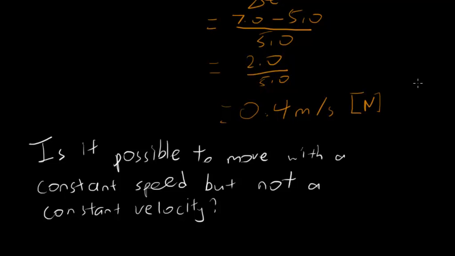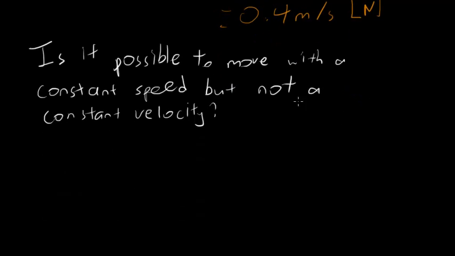I should have talked about this in the previous video, but I didn't, so that's my fault, because this is a really important concept. So is it possible to move with a constant speed but not a constant velocity? Think about this for a second and pause the video if you want to. Okay, so hopefully you guys thought about it. If not, then I'll just continue.